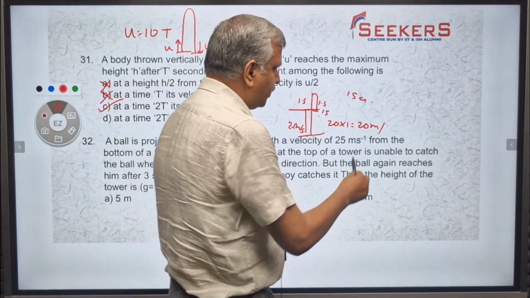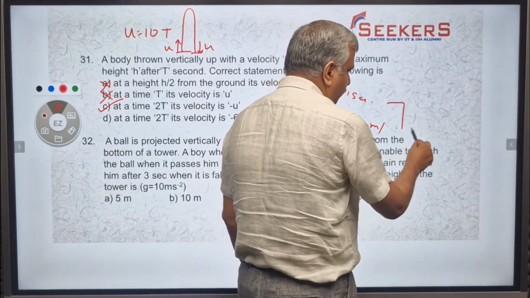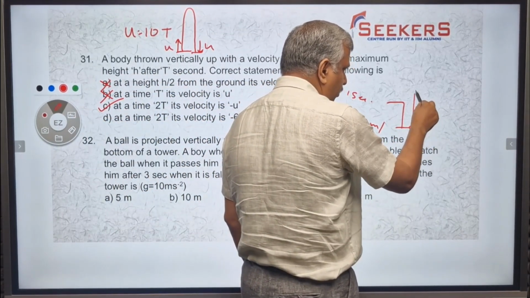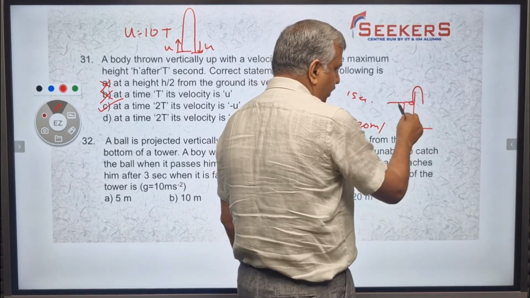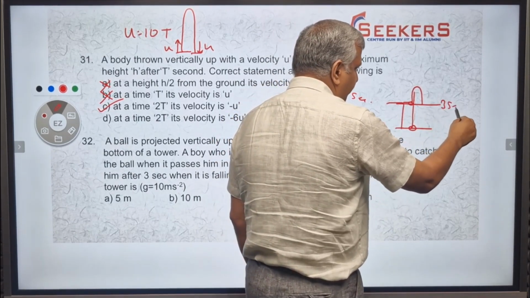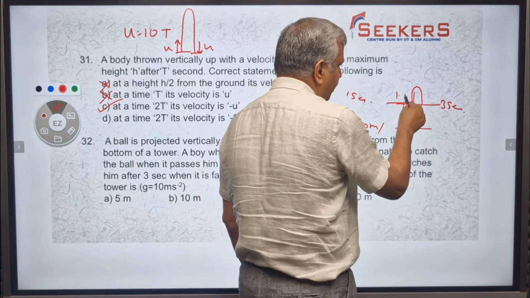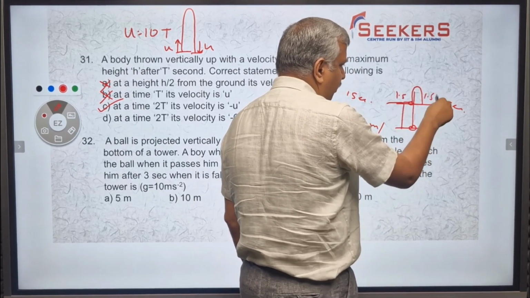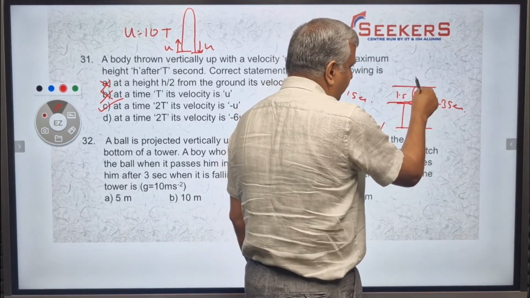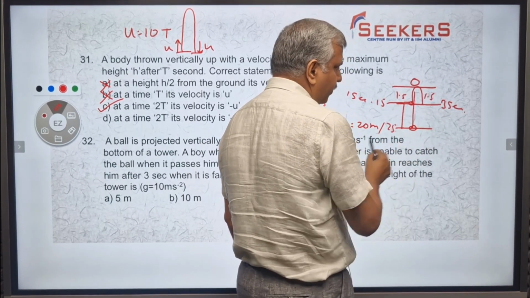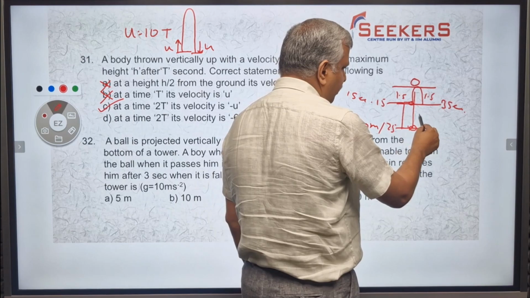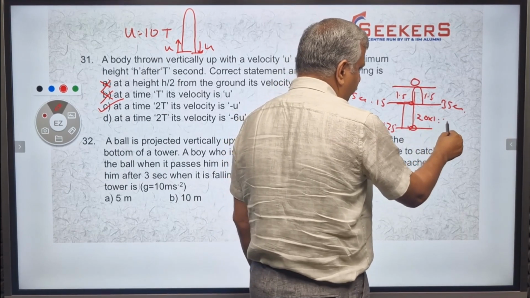First picturize the question. This is the tower. From the ground a ball was thrown. He was not able to catch it here, but he was able to catch it on the return. And this time was given to you as 3 seconds. After 3 seconds, that means 1.5 to go up, 1.5 to come down. That means here the velocity is 0. So this should be 15 and this is given 25. So this average velocity is 20. 20 into 1 will give you 20 meters.